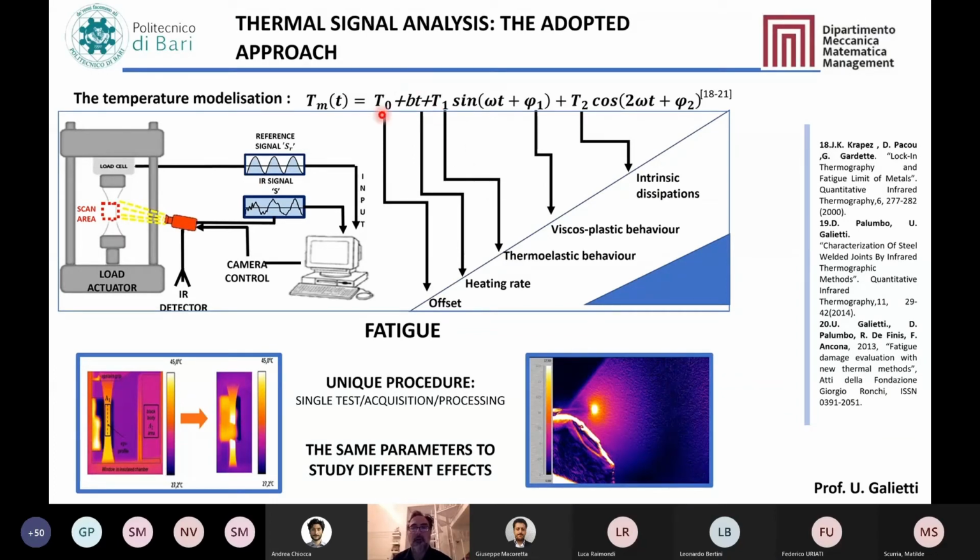The idea in Bari was slightly different. Why do we have to focus the attention only on temperature? We showed what is happening on a component while it is experiencing fatigue testing. So why don't we use all these parameters? The change of the mean temperature, the lack of linearity of the thermoelastic response, the phase shift of the thermoelastic response, and above all, the second harmonic temperature change, which is directly related to the plastic work in the material.